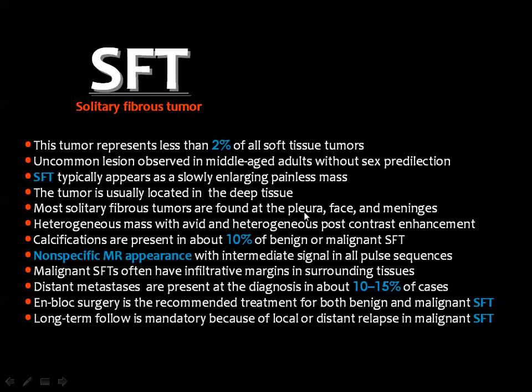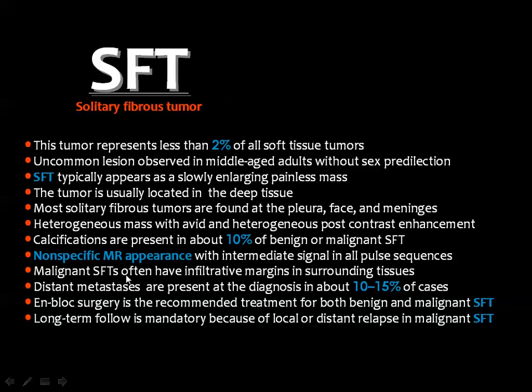It can be seen in the pleura, it can be seen in the face, and also, of course, in the meninges. This lesion may show homogeneous signal intensity and density with homogeneous, usually, or heterogeneous post-contrast enhancement. It can contain calcium in about 10% of the lesions. The MR appearance of the soft tissue solitary fibrous tumor is non-specific with intermediate signal in all pulse sequences, almost similar to that of the meningioma.